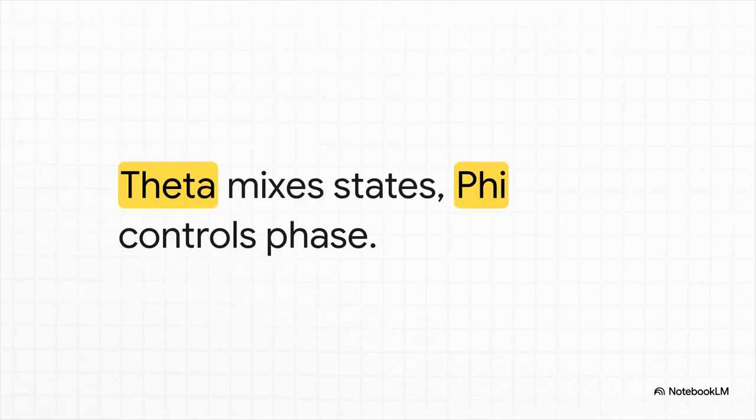Looking at the Bloch sphere, it is critical to remember the difference between our angles. The polar angle, theta, controls the physical mix of the 0 and 1 states, but the azimuthal angle, phi, is the relative phase. That relative phase is entirely invisible to basic measurement probabilities, but it is absolute magic for creating interference effects. And interference is the true engine that makes quantum computation work.